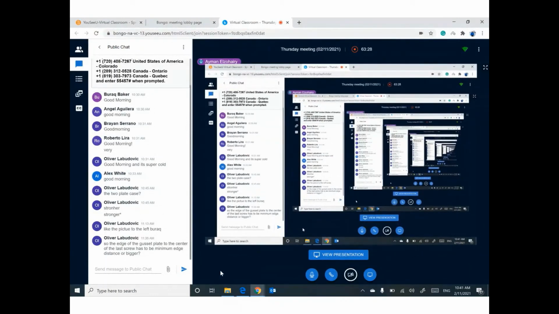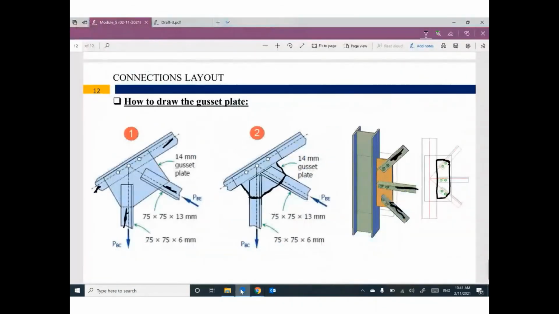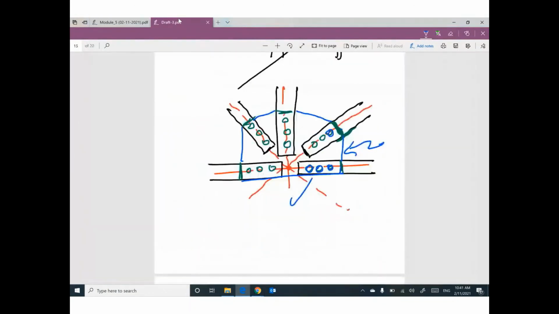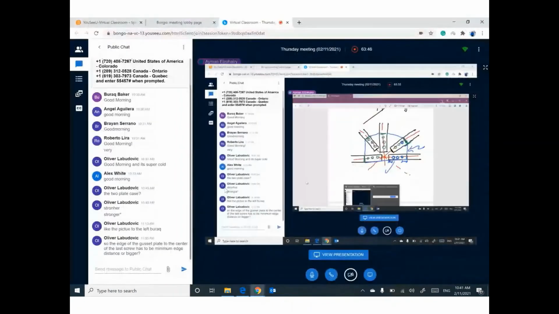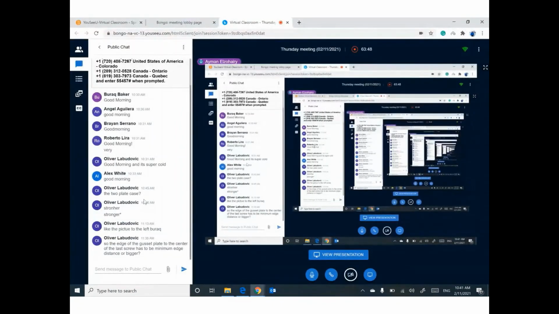Yes, Oliver. The same edge distance. This edge distance will be the same here. Okay. Any question, guys?